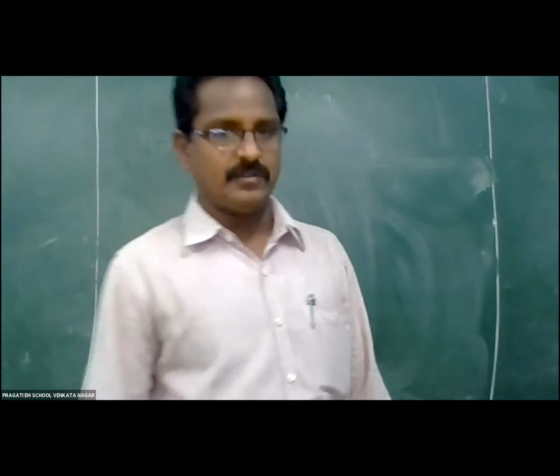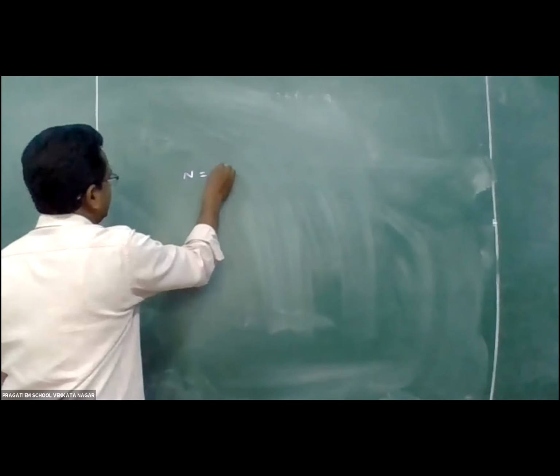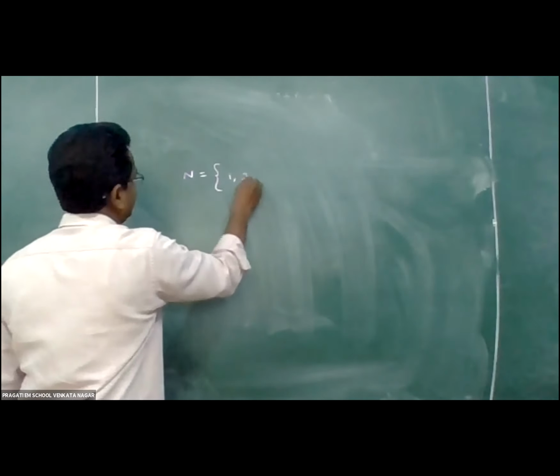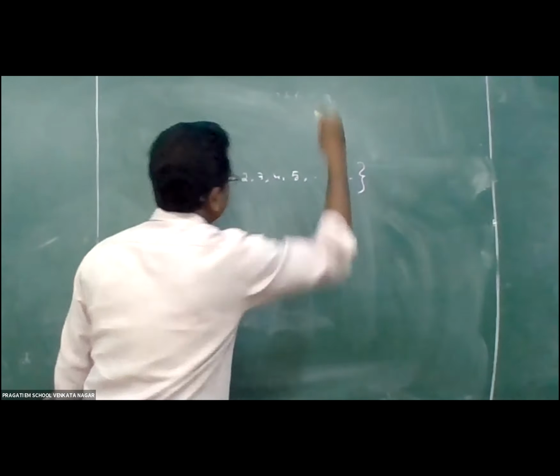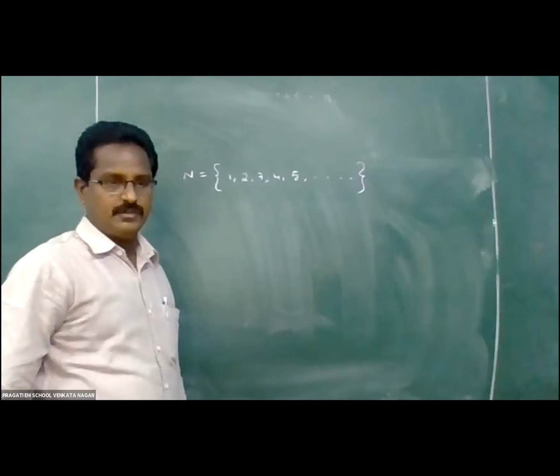Please, can we give examples for belongs to and for every, for all, with numbers? Yes, sure, Amma. Very good. See, once observe here. Suppose, for example, we can take N. N means the set of natural numbers 1, 2, 3, 4, 5, and so on. These are all the set of natural numbers.